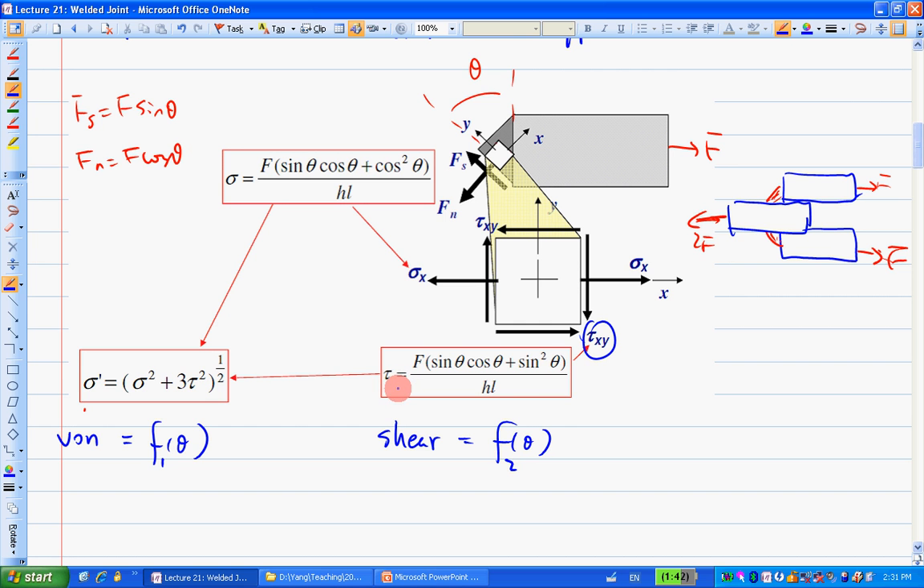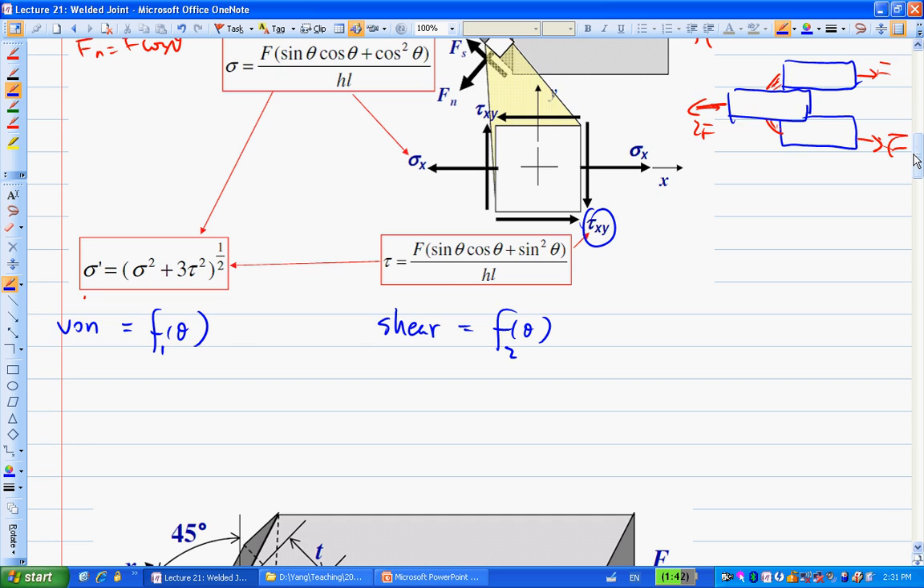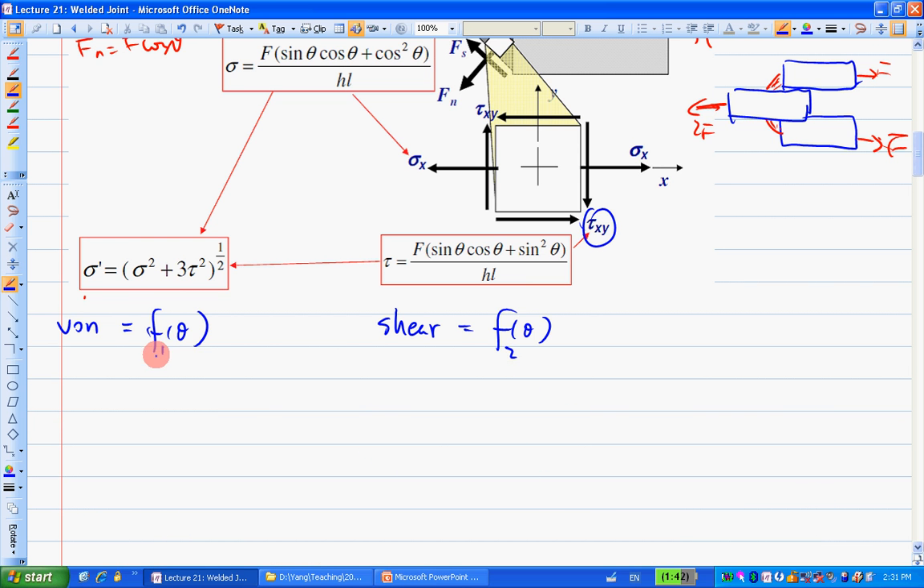A maximum. Then mathematically, we can try to find at what cross-section angle theta the von Mises stress will be the maximum, and at what angle theta the shear stress tau xy is going to be a maximum. So you take the derivative of this with respect to theta, actually not d, just partial, set it equal to 0, and solve for theta. Then plug the theta back over here, and you get the maximum sigma prime. Same thing for this. I'll show you the results here.